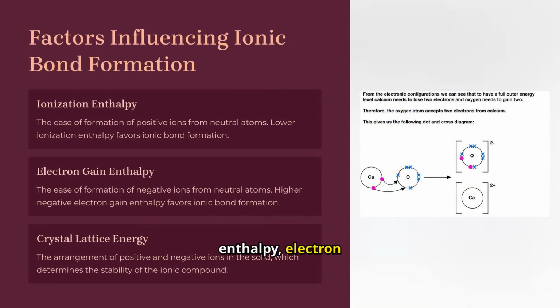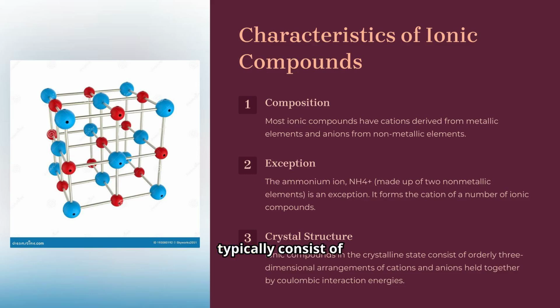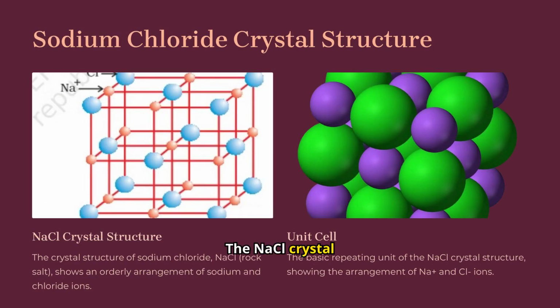Ionization enthalpy, electron gain enthalpy, and crystal lattice energy influence ionic bond formation, determining the stability and structure of ionic compounds. Ionic compounds typically consist of metal-derived cations and non-metallic anions, with exceptions like NH4+, forming organized crystalline structures through Coulombic interactions. The NaCl crystal structure exemplifies the orderly arrangement of sodium and chloride ions in a repeating pattern, highlighting the geometric precision in ionic compounds.